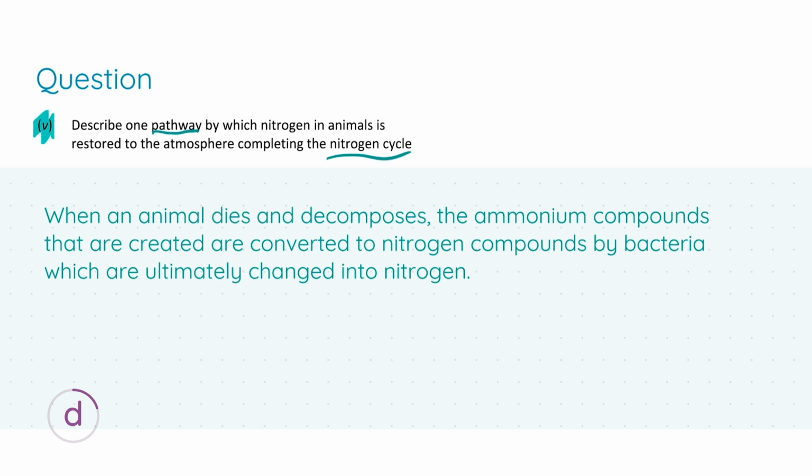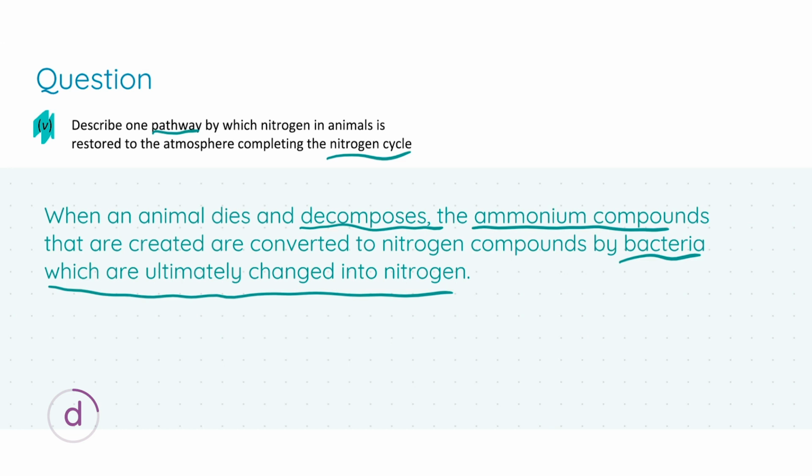Key things to note in this answer. One is that when animals die and decompose, a key word there is decomposing or decomposition, so when the animal begins to break down. Another key term here is ammonium compounds, and when these ammonium compounds are created, bacteria go on to convert the nitrogen compounds into nitrogen, which we actually find in our atmosphere as it is.